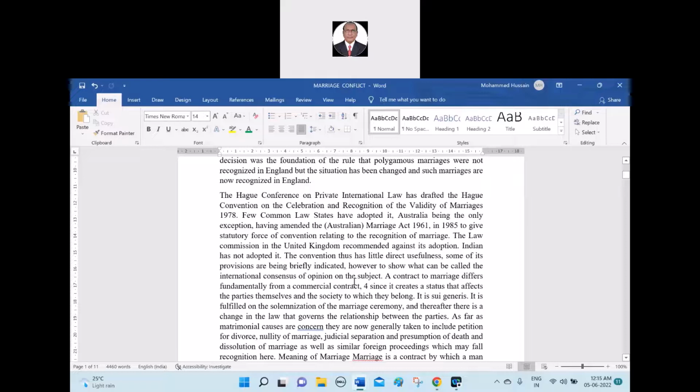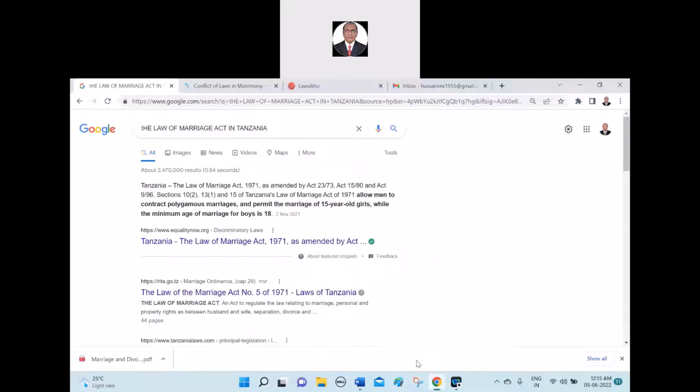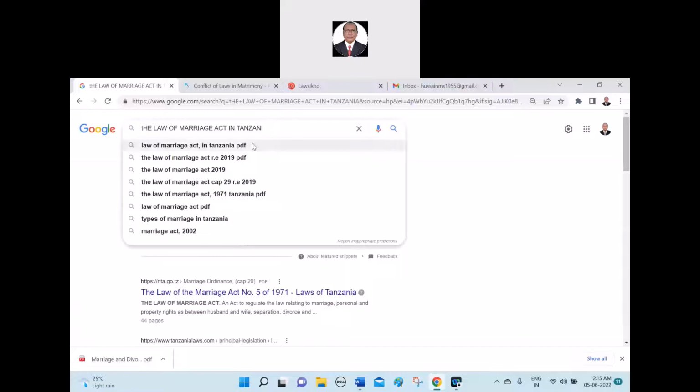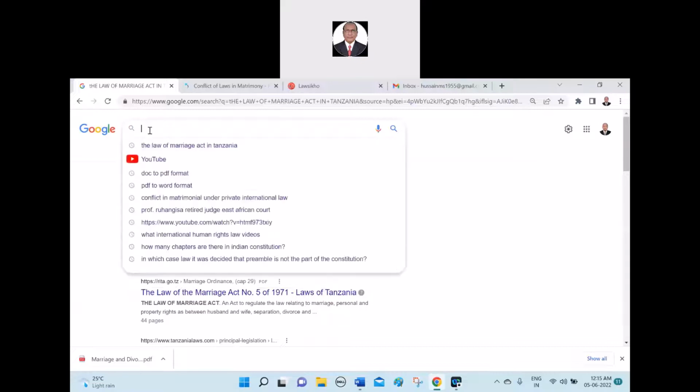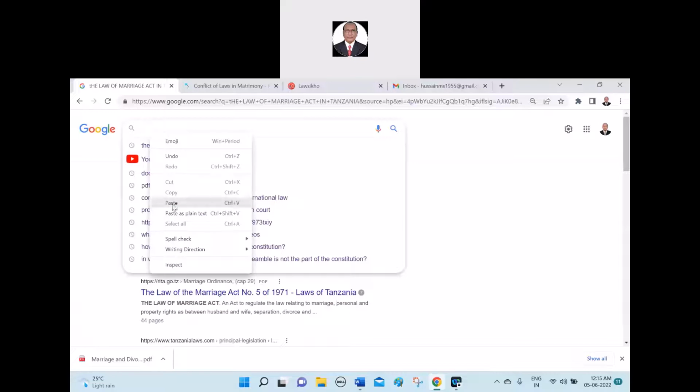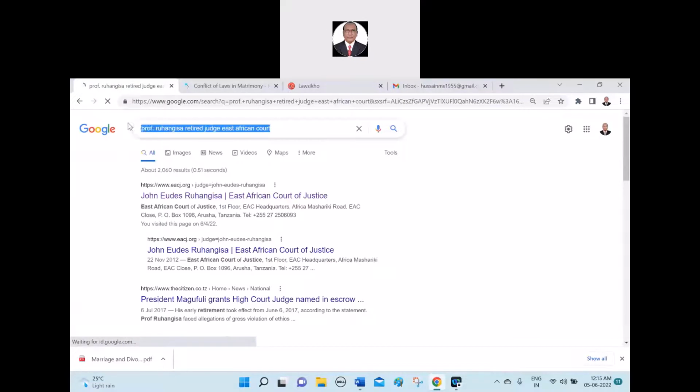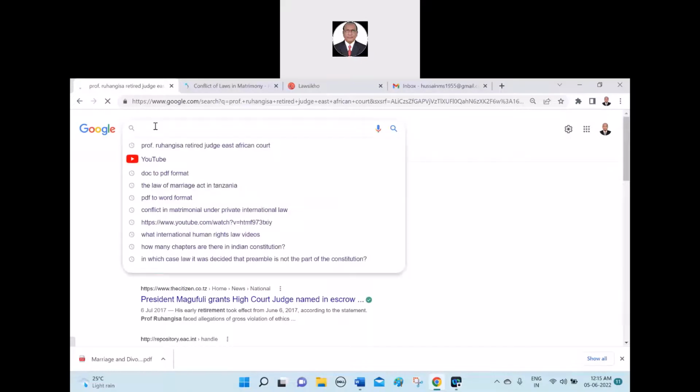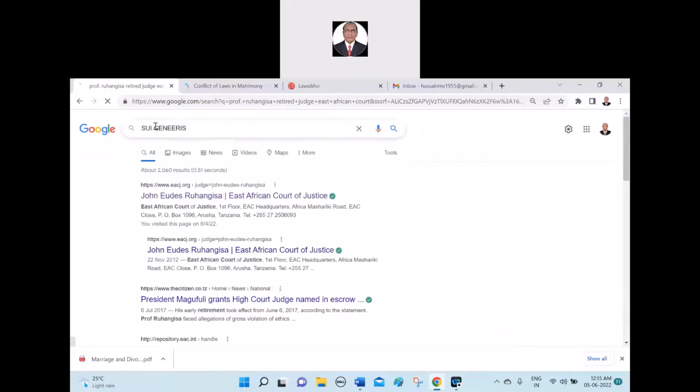Okay, now let us come to the point here. A contract of marriage differs fundamentally from a commercial contract, since it creates a status that affects the parties themselves and the society to which they belong. It is sui generis. What is meant by sui generis? Can anyone tell me? Sir, we know it, but we forget it. Let us make you understand, so that even I am not wrong. Sui generis.